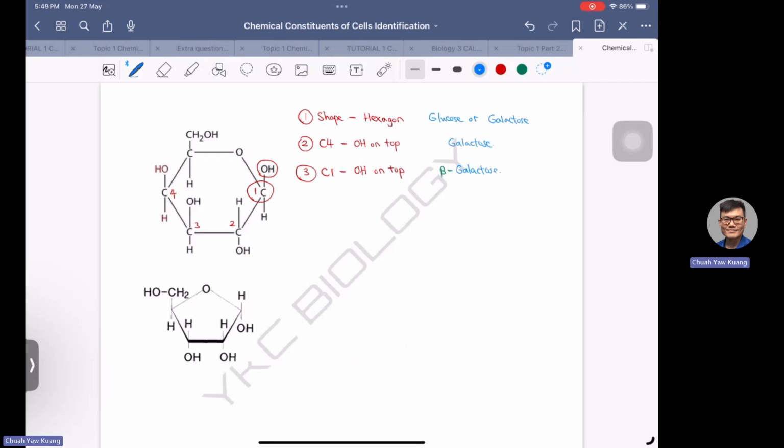So this is a very easy step. 3 easy steps that allow us to identify all 5 types of the monosaccharide easily. So we can try on the second example here. In the second example, same thing, 3 steps. Step number 1, look at the shape. The shape shows that this is a pentagon. So if this is a pentagon, then that means that these might be the fructose, these might be the ribose, these might be the deoxyribose.